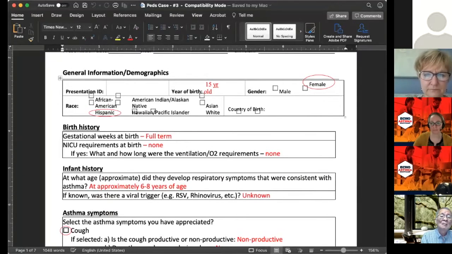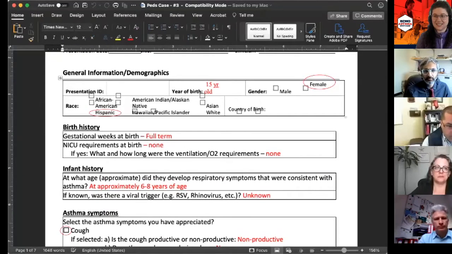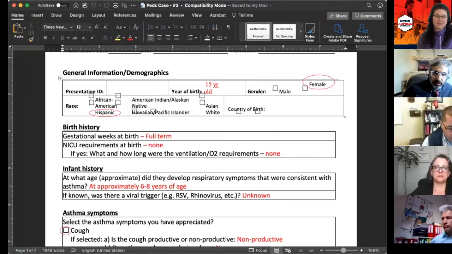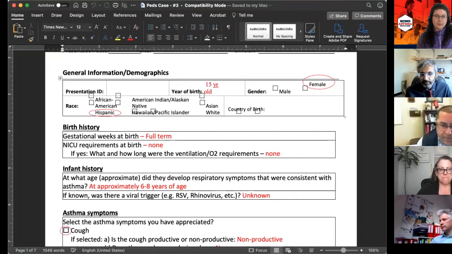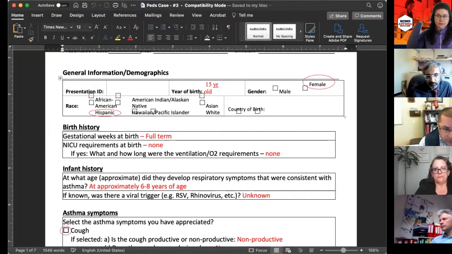This is a 15-year-old Hispanic female. She was born full term. There were no NICU requirements at birth. She did not have any oxygen needs. Her first symptoms consistent with asthma started a little bit later in life, at around 6 to 8 years of age. The family was unaware if there was a viral trigger.